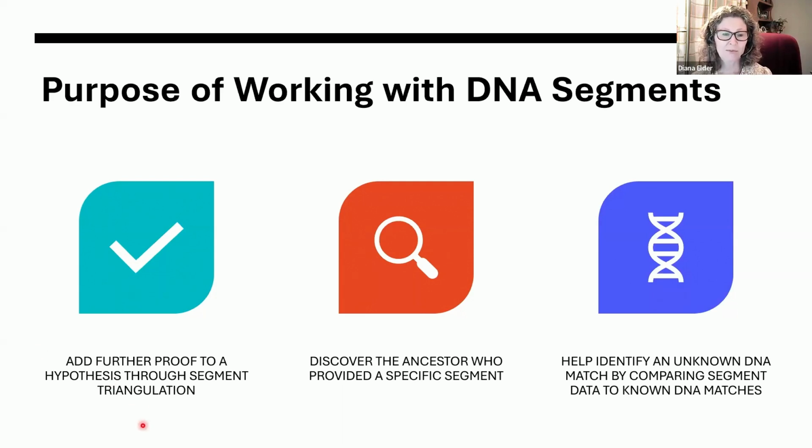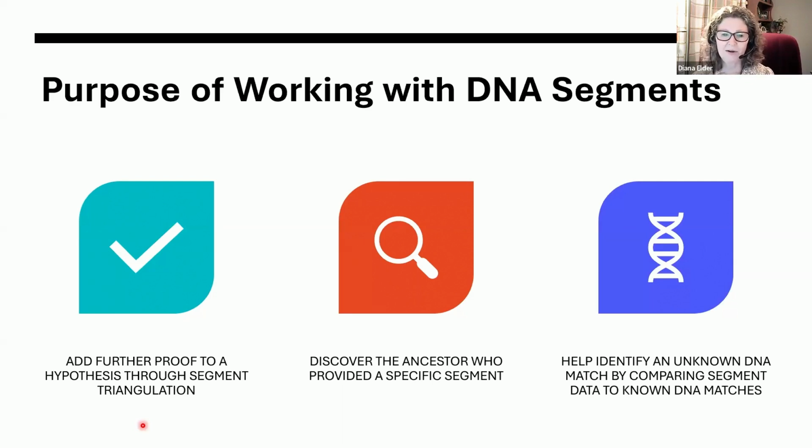It can add further proof to a hypothesis through segment triangulation. So you may have discovered a nice cluster of DNA matches. They all share with one another, and the documents all work with the DNA, and you would like to just have that final little bit of proof. So you might want to find a few triangulations on DNA segments that could add that little bit extra proof.